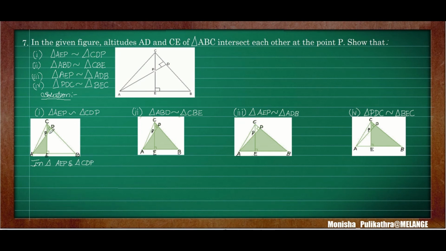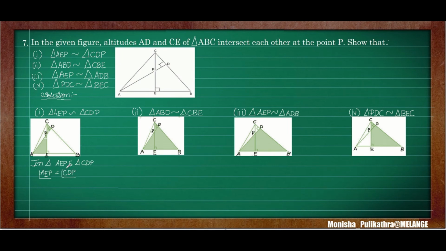What is common in these two triangles? Here one vertically opposite angle is there. One 90 degree angle is there and one common angle is also there. Just write it down. First one is, here this E is 90 degree. Angle AEP is equal to angle CDP.